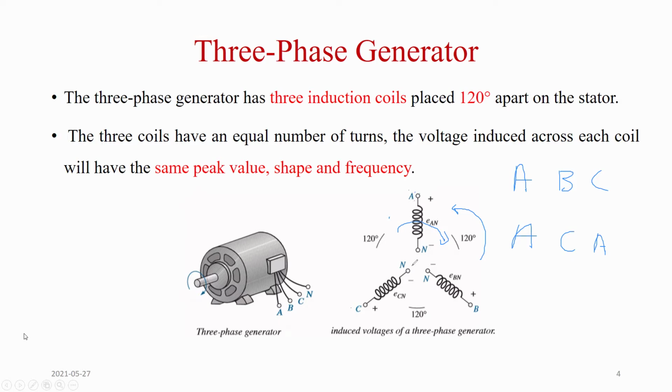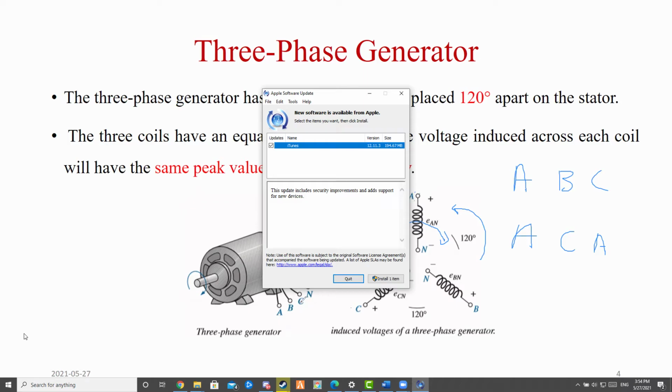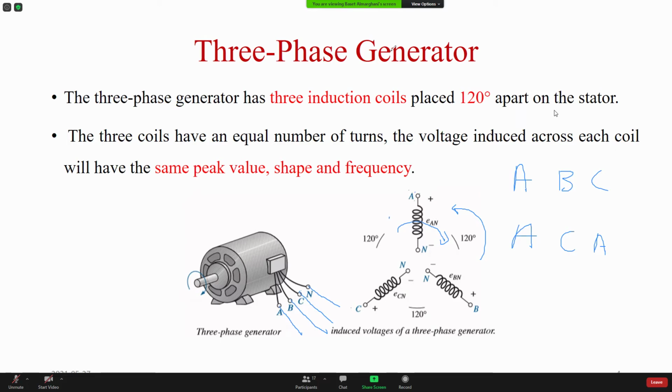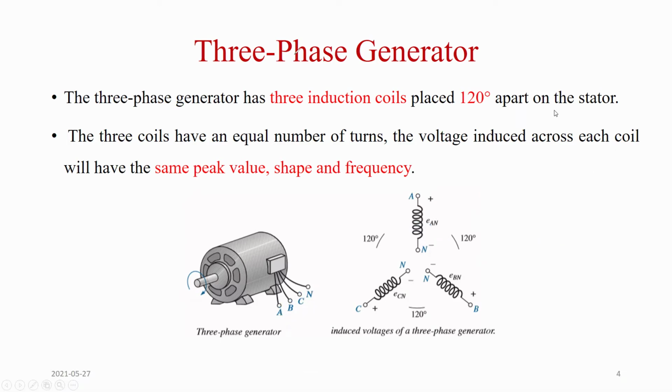Anyhow, those coils are inside the generator. You have the terminals, the terminal A, the terminal B, the terminal C, and sometimes it has a 4th terminal called the neutral. And we will see when we have that and when we don't have that. So what we understand so far, 3-phase generators have 3 coils placed 120 degrees apart.